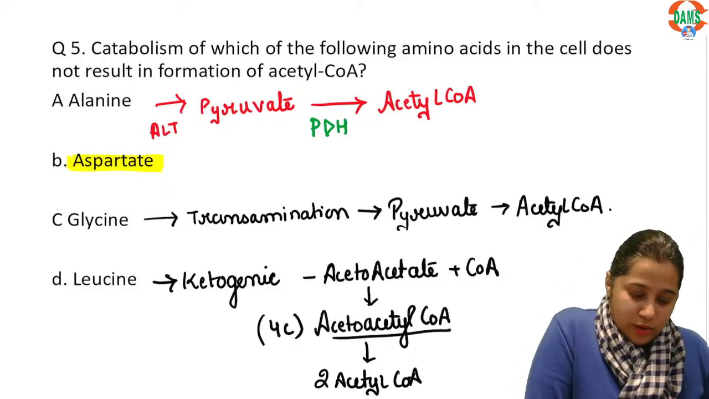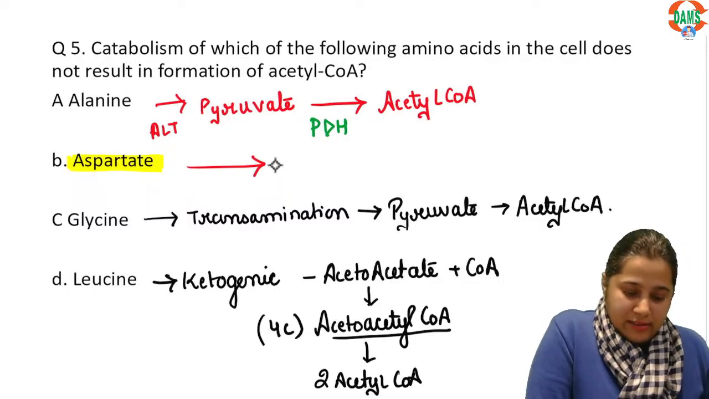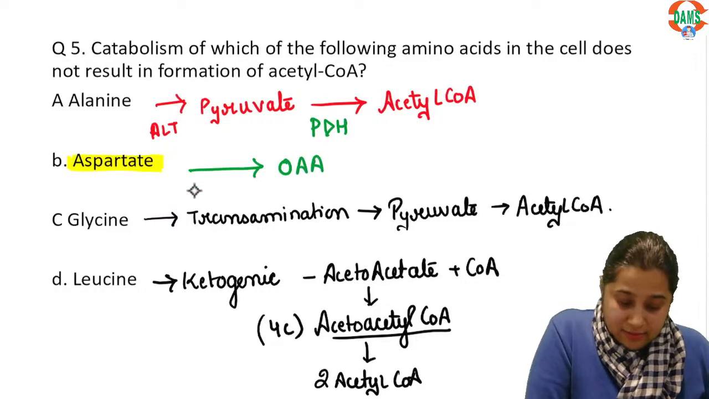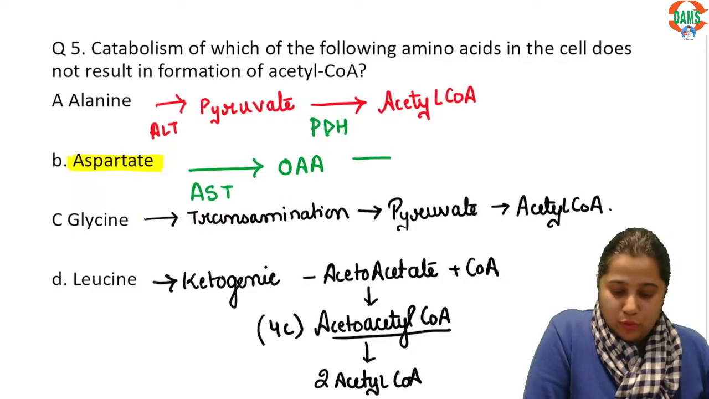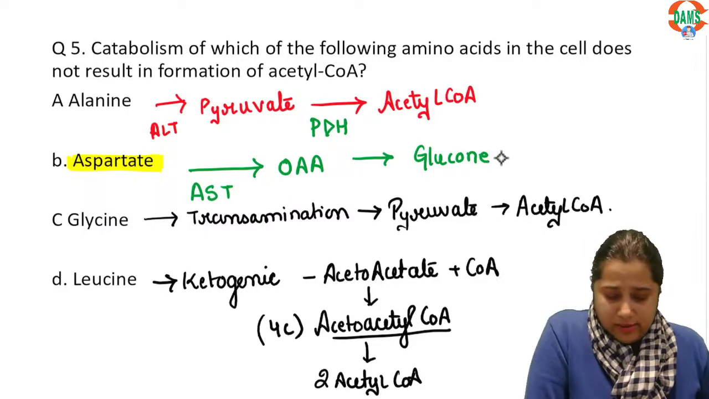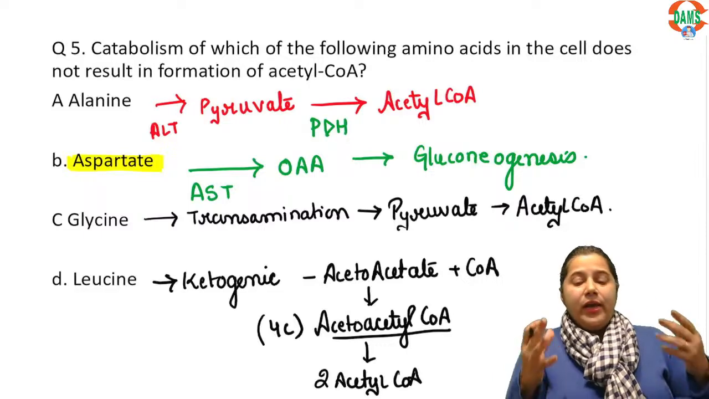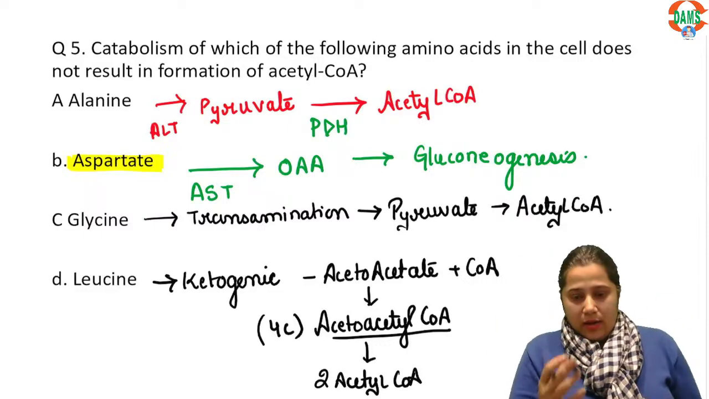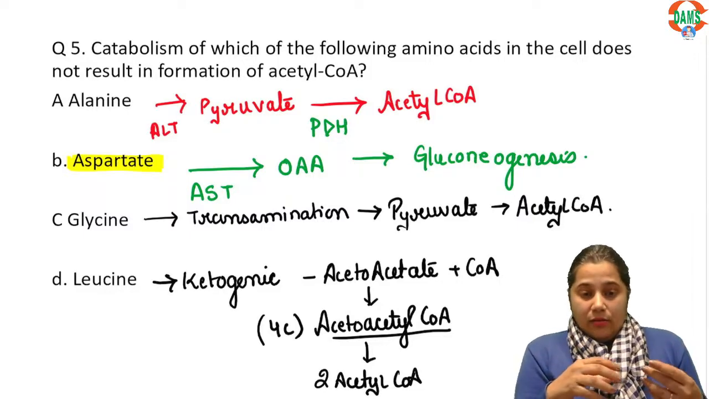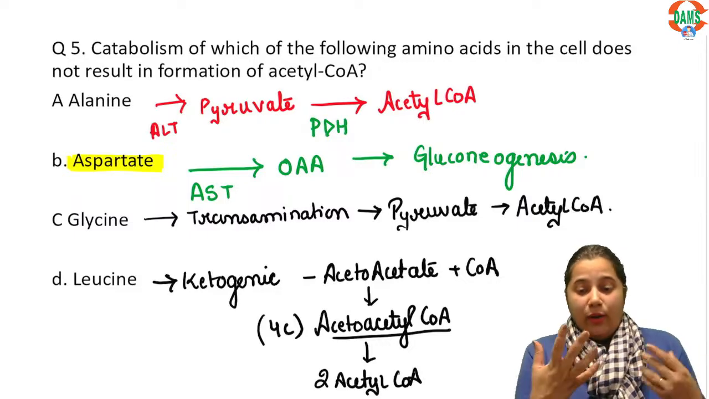Rather, it is converted to oxaloacetate by the enzyme aspartate transaminase, and this can enter into gluconeogenesis, it can enter into TCA, depending upon which tissue, what is the status of our body, depending upon that this will occur. Now this way you can always say that catabolism of which of the following amino acids can be formed, and there are 20 amino acids.